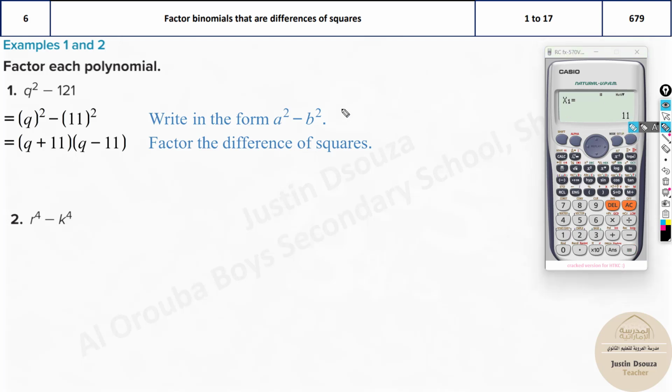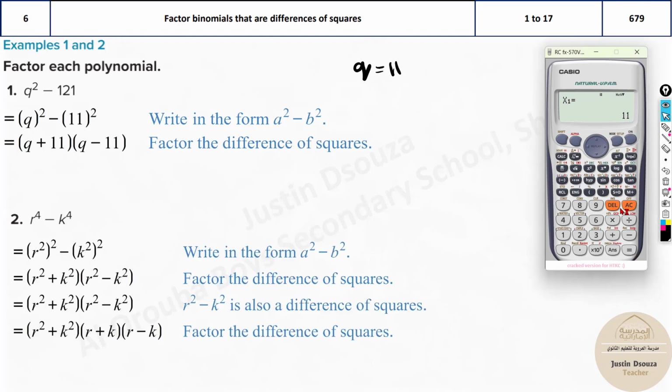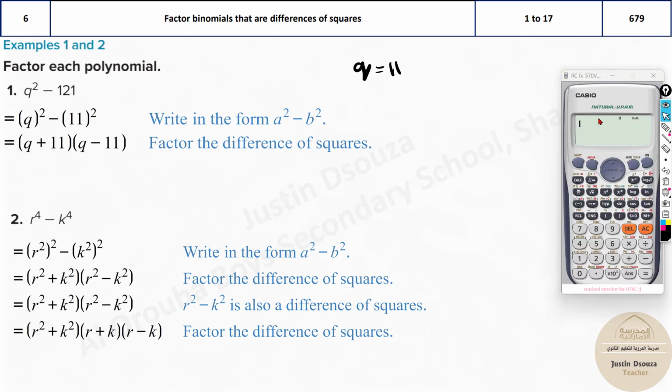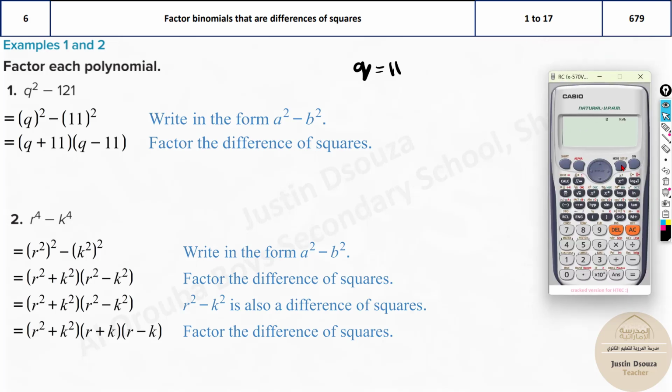The answer is x equals 11. And then what's the next answer? Sorry for that, the calculator got hung. Anyways, now I'll just go to mode 5 3 and type this out again: 1, 0 and minus 121. The answer was x is 11 and minus 11. Obviously you could have figured it out from here, but even the calculator shows the same. So x equals negative 11.